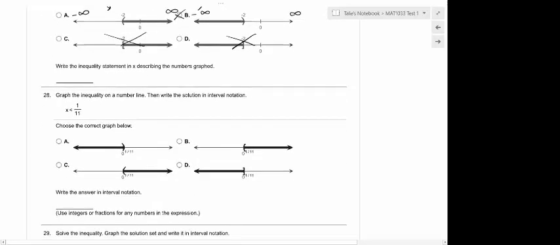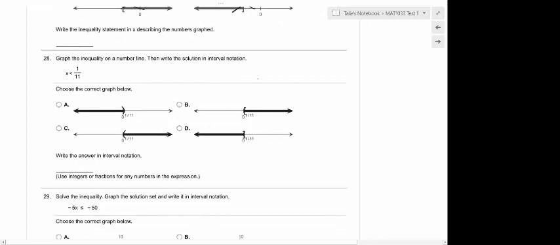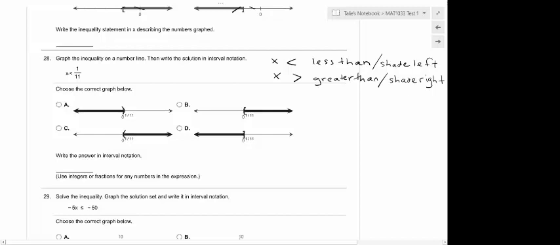So 28, x is less than 1/11. Let me go over that, make sure we're all clear. If you see x with this symbol, it's saying x is less than. So you're going to shade to the left, if that helps. And x is greater than the other way. So here it's x is less than 1/11.